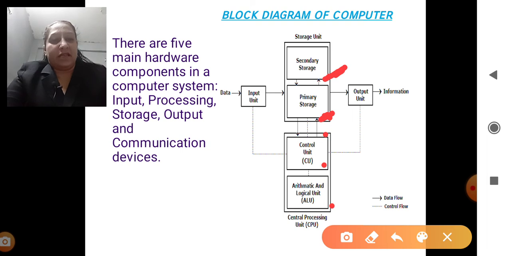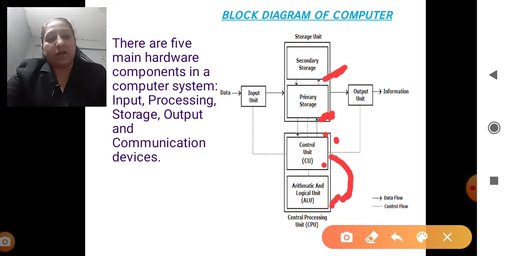But let us take another example. The user is not working in Microsoft Word, the user is using a spreadsheet calculator. In that case, what will happen? From the primary storage, the control unit will pass the data to your ALU, because ALU, as the name says, does the arithmetic and logical calculations. So all the calculations which you are doing in your spreadsheets will be performed. ALU will do all the calculations.